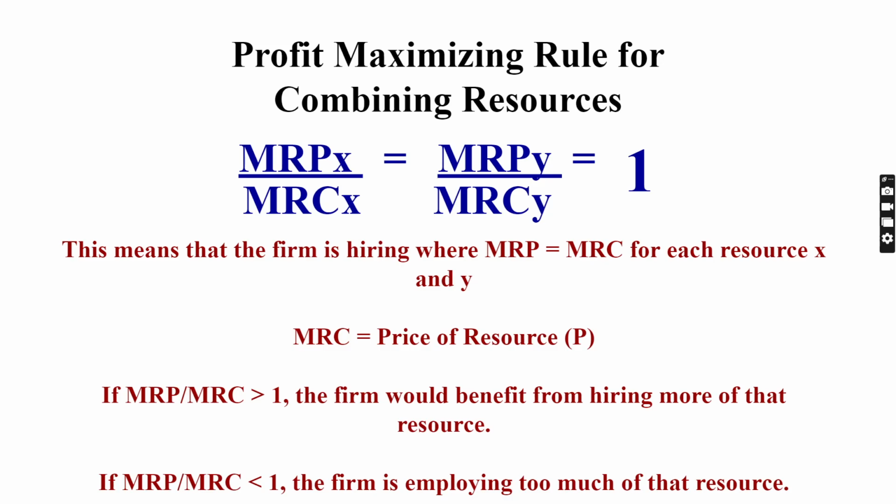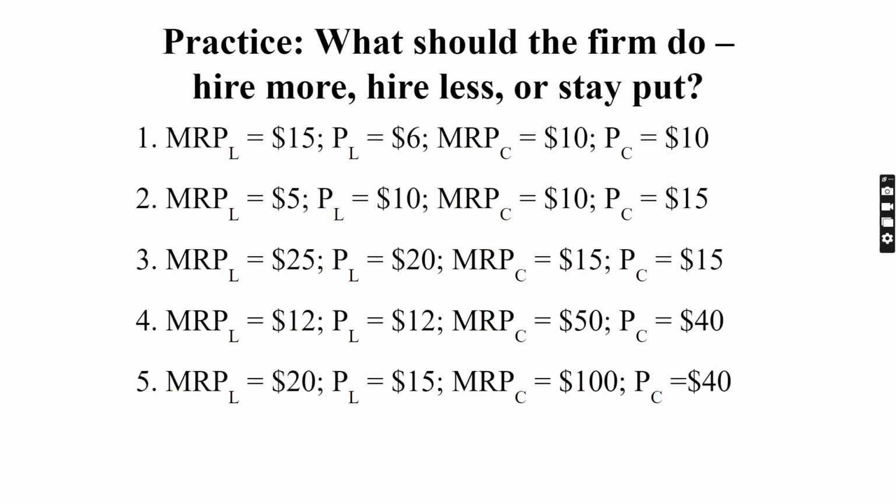And so now we're going to do a couple of examples with this that I've taken from previous years' AP Micro multiple choice questions. And so I'm going to give you the questions. I want you to take a moment, figure out your answers, use the profit maximizing rule for combining resources, and we will go over each one.